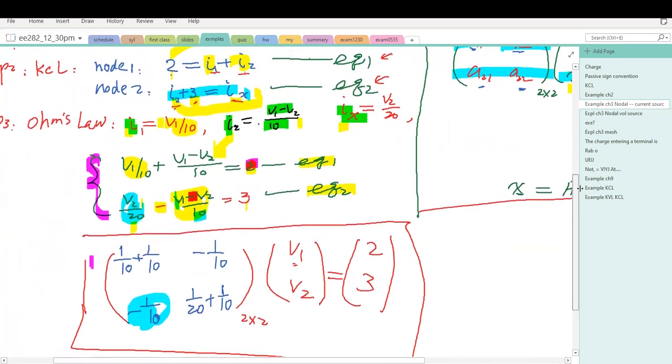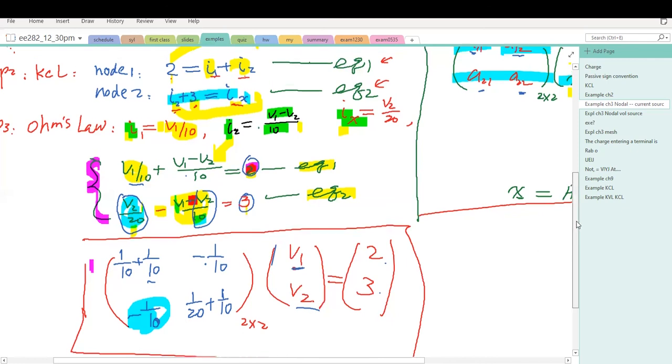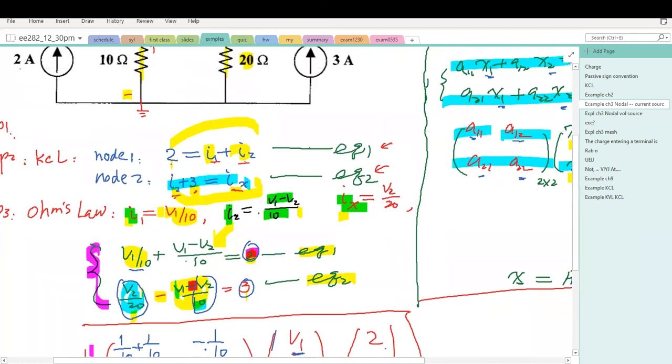To solve this circuit, we only need to fill out the elements of matrix A. In this case, the unknown variables are V1 and V2. The coefficient of V1 from this equation is 1/10 plus 1/10 here. The coefficient of V2 is minus 1/10. And let's look at the second equation. The coefficient of V1 is minus 1/10. It's coming from this term. And then the coefficient of V2 is 1/20. It's coming from this term and this term, but there is a negative, so that's a plus. And this is the b vector, 2 and 3. We write it in here, and we can solve V1 and V2. After we obtain V1 and V2, we can use the information of V2 to obtain Ix.